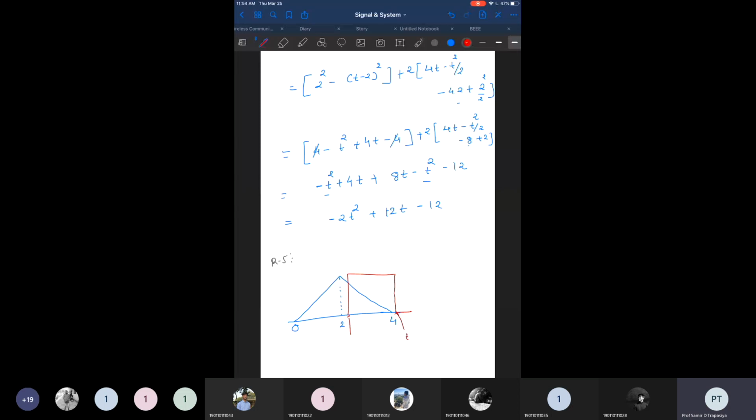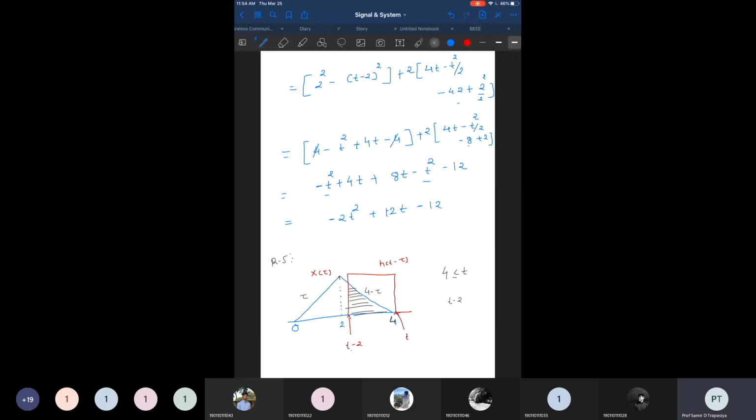Now we will find what happens for the convolution value. This convolution value y of t is bounded by the upper value and the lower value t minus 2. So the lower bound is t minus 2 and the upper bound is 4. And here if we write x of tau into h of t minus tau, d tau, we can say between this region, x of tau is 4 minus tau and h of tau is 2. So if we take the 2 as common, we are left with 4 tau minus tau square by 2. The limit is applicable as t minus 2 to 4.